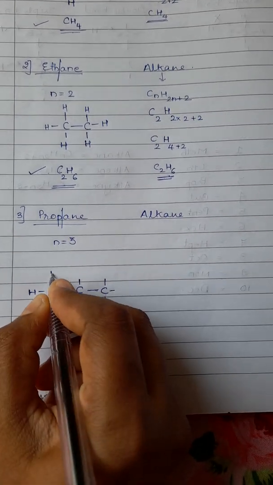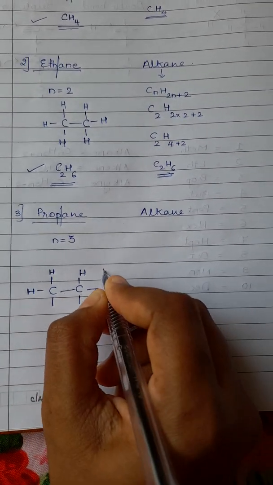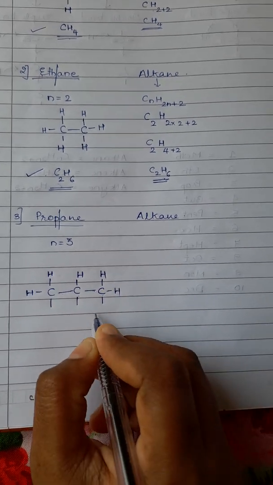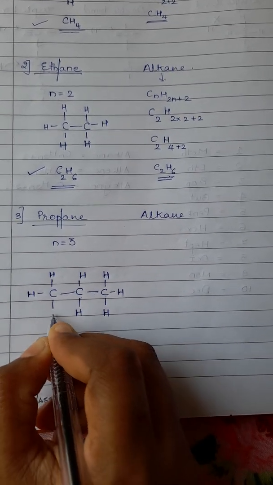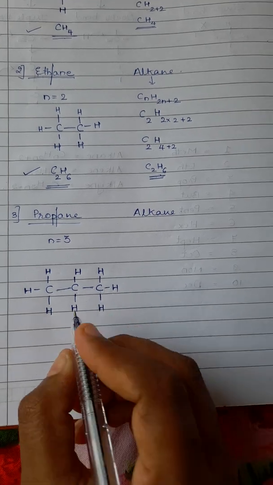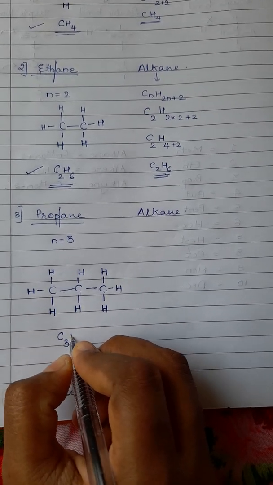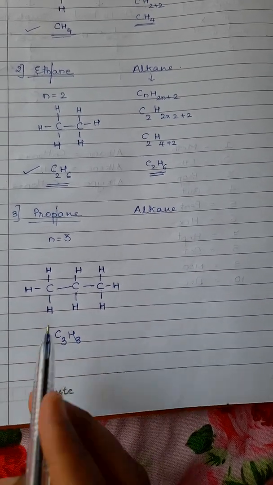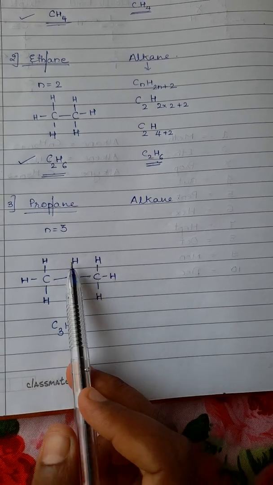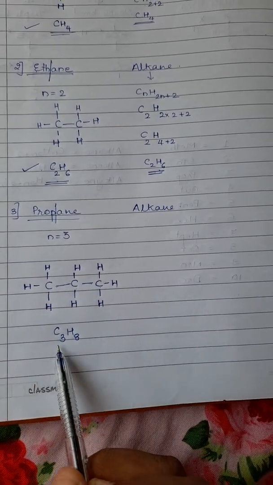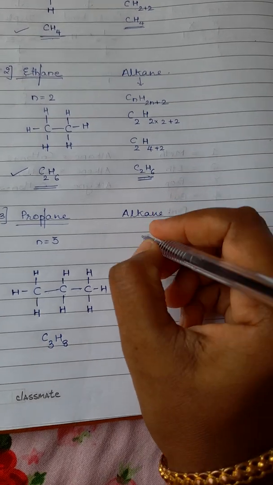So you have 1, 2, 3, 4, 5, 6, 7, 8. So if you look at the formula, it's going to be C3H8. 1, 2, 3 carbons, and 1, 2, 3, 4, 5, 6, 7, 8 hydrogens. So C3H8. Let's check if this is correct.